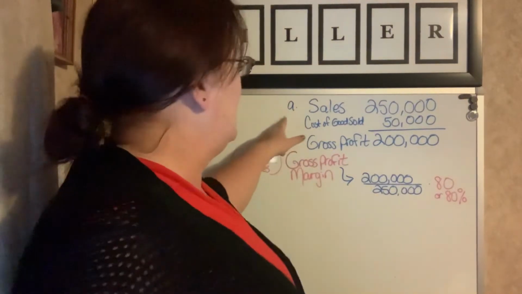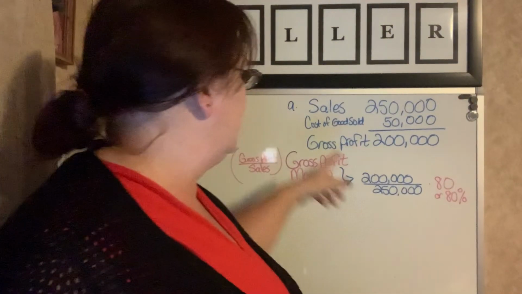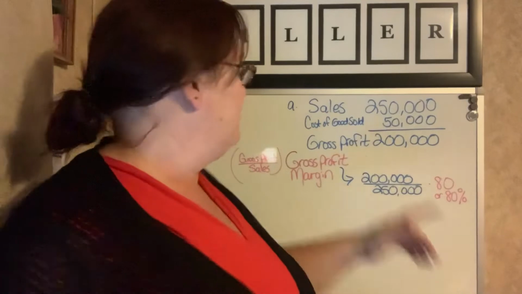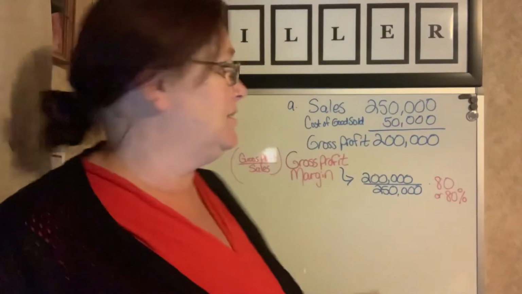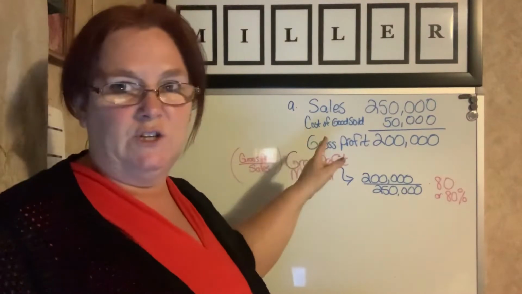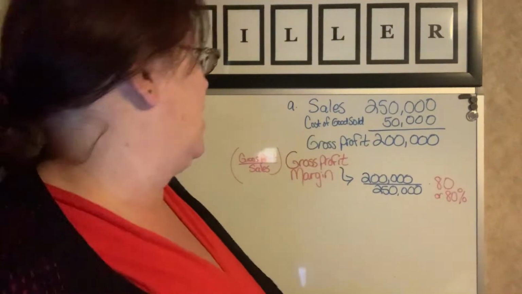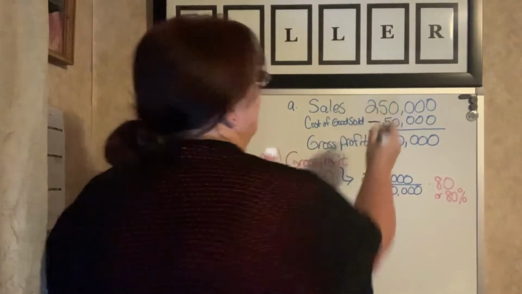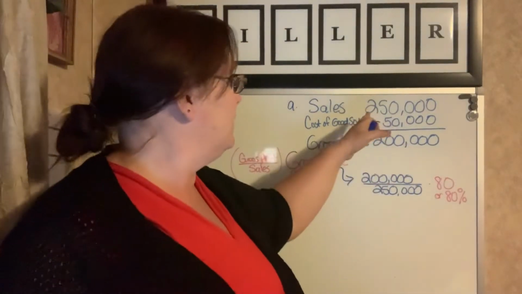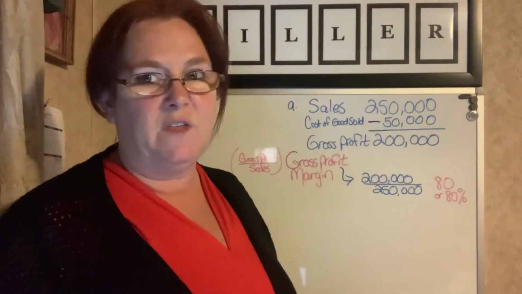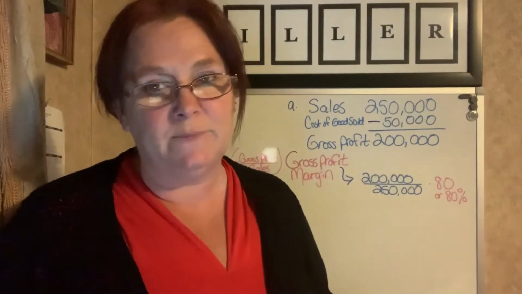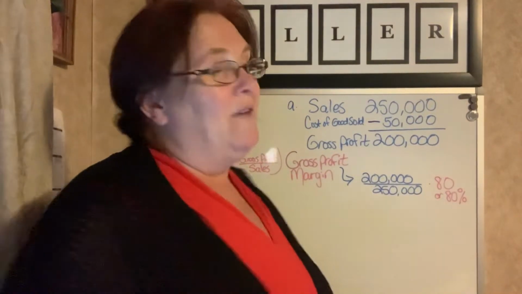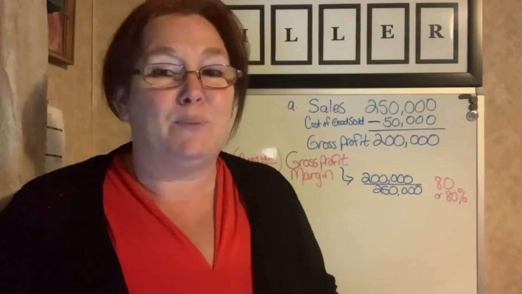But here I have an example of saying that we had sales for this period of time of $250,000 and my cost of goods sold were $50,000. So that would be a simple subtraction of $250,000 minus $50,000 gives you what we call gross profit or gross margin. The actual gross profit margin together is a percent.